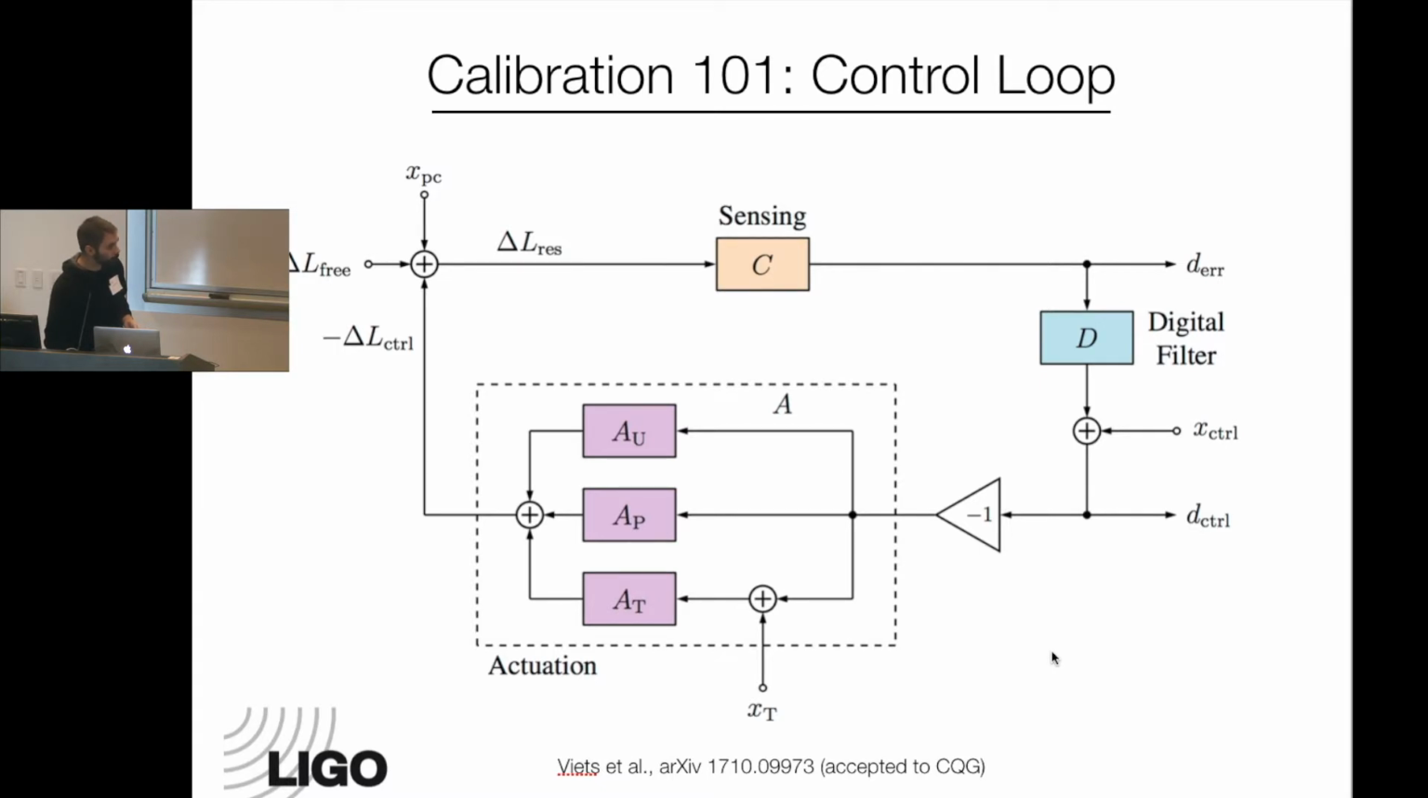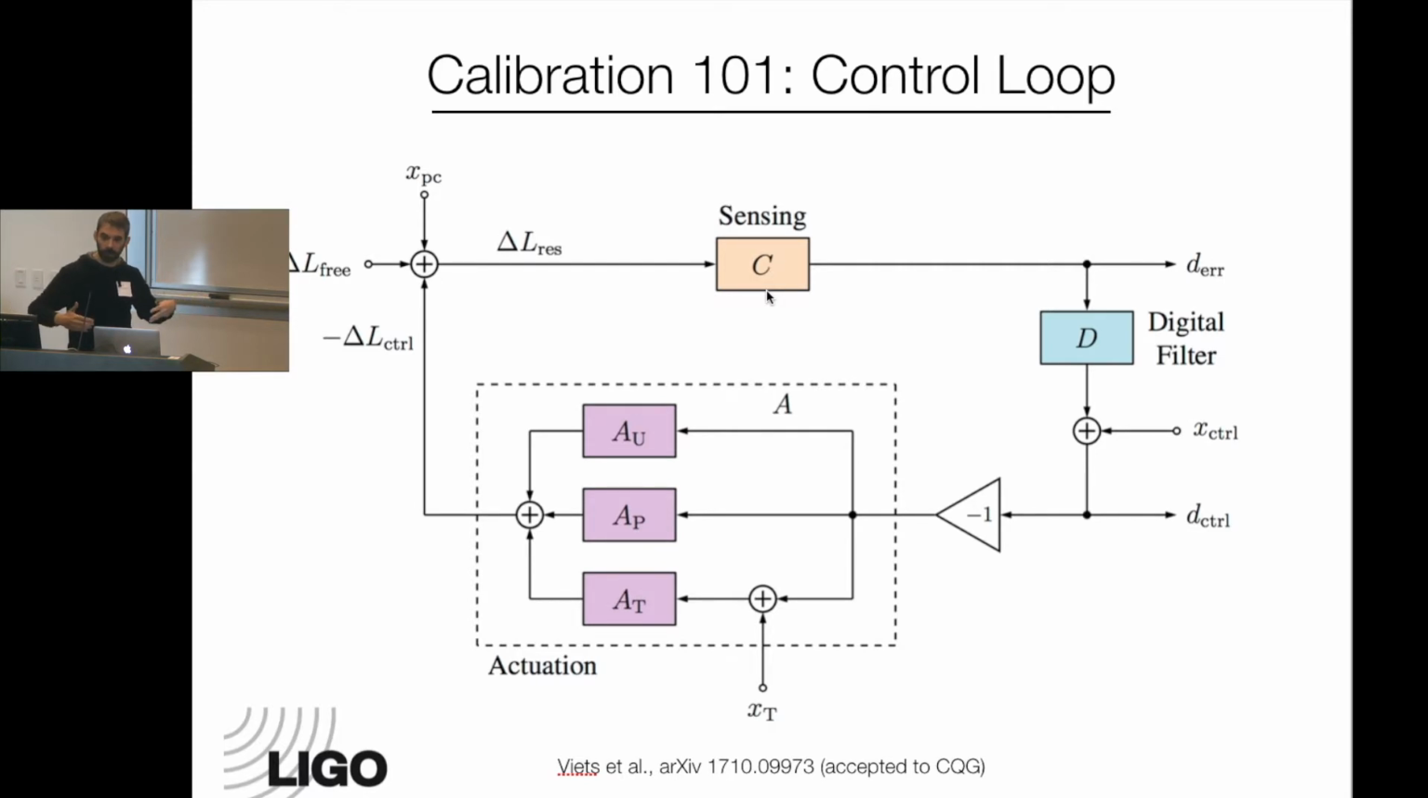Okay. So I'm going to step through and talk about what happens in each of these little boxes. The first one that we have is what we call the sensing function. The sensing function refers to the act of sensing a change in length. And so this is how we go from the signal that we're trying to reconstruct, the change in length, to the signal that we see at the photodiode.